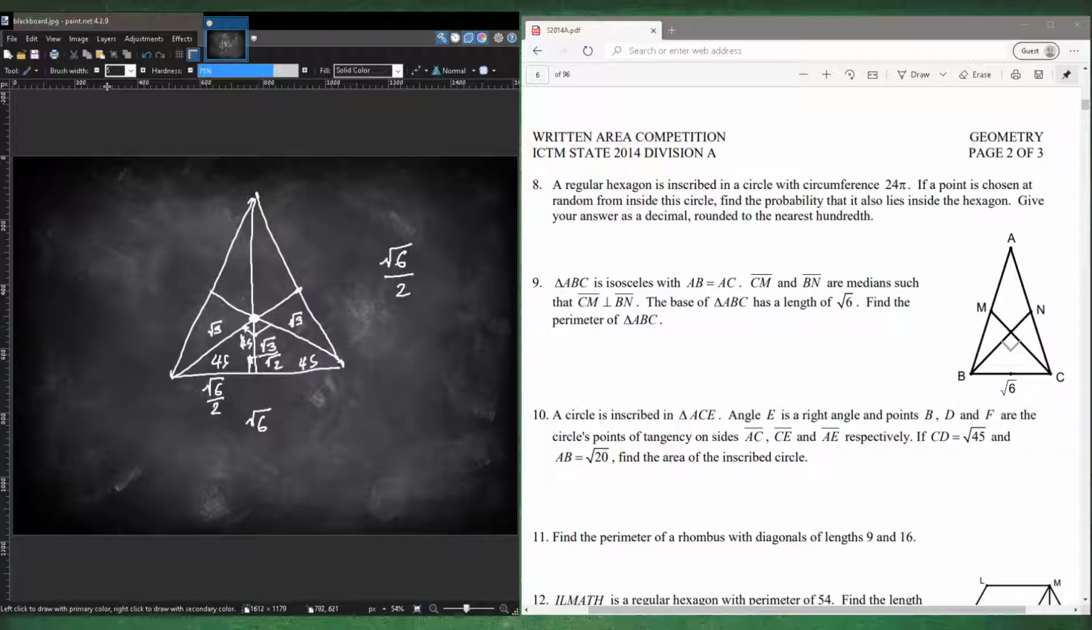Now, a cool property about medians is that the ratio of this length to this length is 1 to 2. So if you want the entire length, if this is 2 times this one, then to add them together, 2 plus 1 is 3. So you have to multiply this side length by 3 to get the entire length of the height. So that's 3 square root 6 over 2.